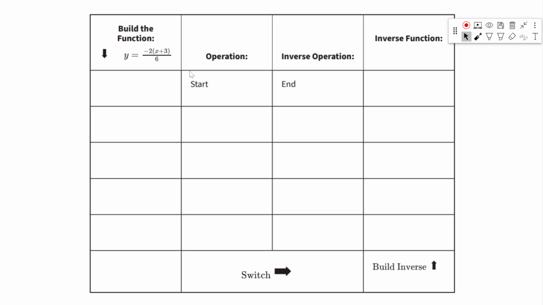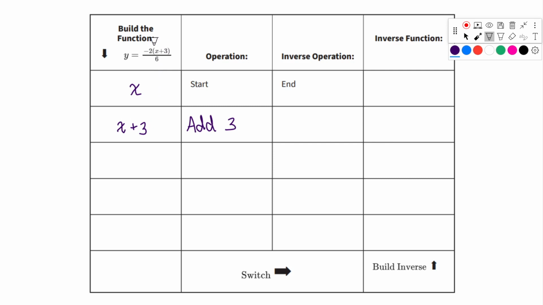So to begin with, here is our function we're building, and we are starting with the x. We're starting with the input, so I'm going to write x next to the space that says start. The first thing, if I follow order of operations, the first thing I would see that is happening to the x is that I'm adding 3. So my operation is that I add 3, and that's what gives me this expression.